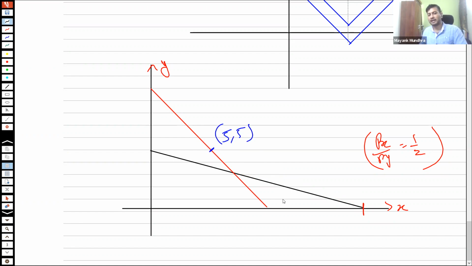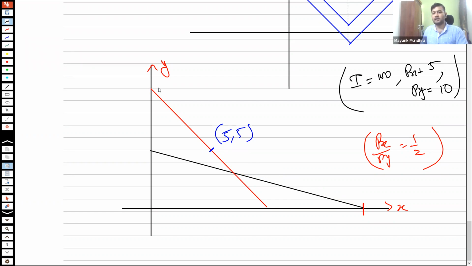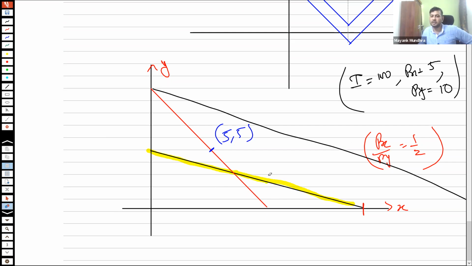The problem with the black case is that I cannot take my income to be 100 and Px equal to 5 and Py equal to 10, because if I do that, the line I will get is this line, which is not the line I want to check. I want to check on this line. So what I want to do is find an income which gives me this entire line. So what is going to be the income which generates this particular line?